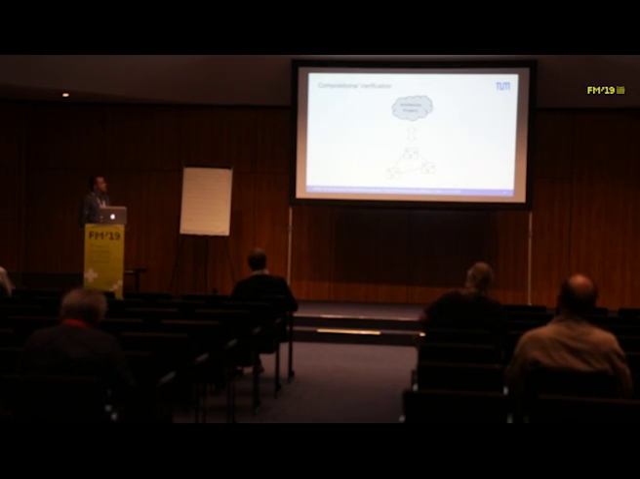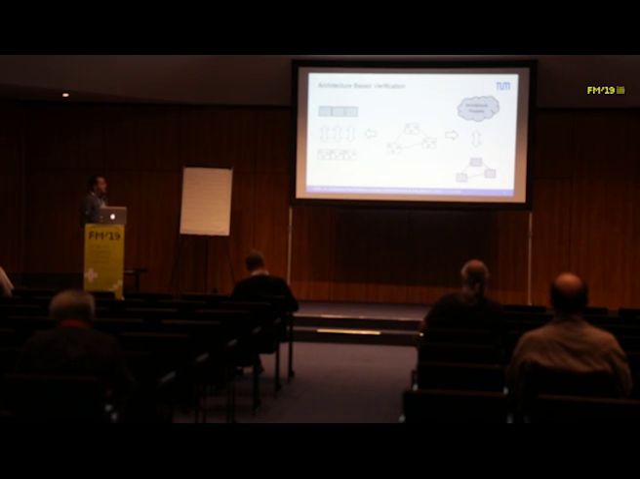So compositional verification can be applied to address this problem, and how this works is that it divides the verification of single components from verification of the overall architecture. And architecture-based verification is an instance of compositional verification, in which we have two steps. In the first step, we come up with contracts for single components, and we try to verify their behavior respecting this contract.